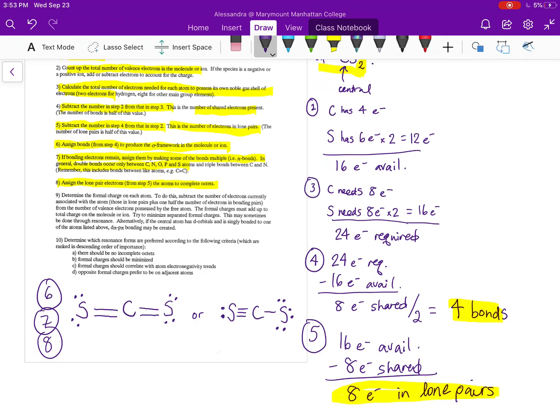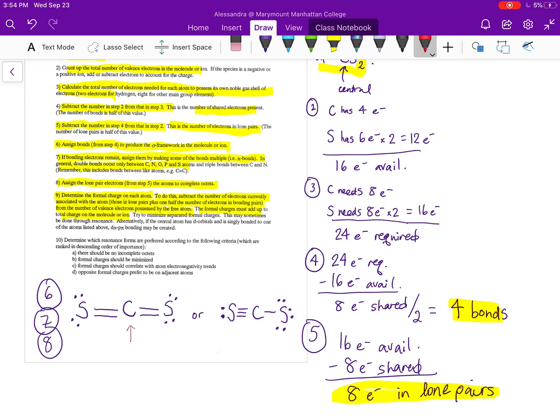Okay, now I want to determine the formal charge on each atom. To do this, you subtract the number of electrons currently associated with the atom, those in lone pairs, plus 1/2 the number of electrons in bonding pairs, from the number of valence electrons possessed by the free atom. And the formal charges must add up to the total charge on the molecule. So this sounds difficult, and it is kind of a pain at first, but you will get used to it, I promise. You want to just follow these directions very carefully.